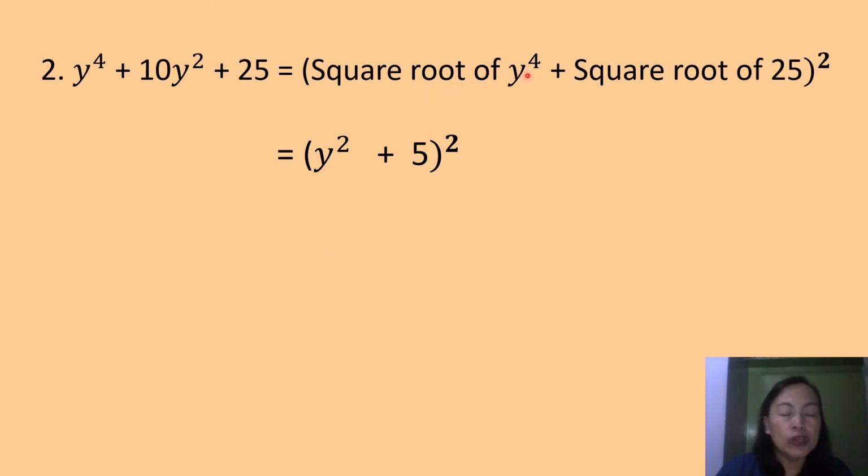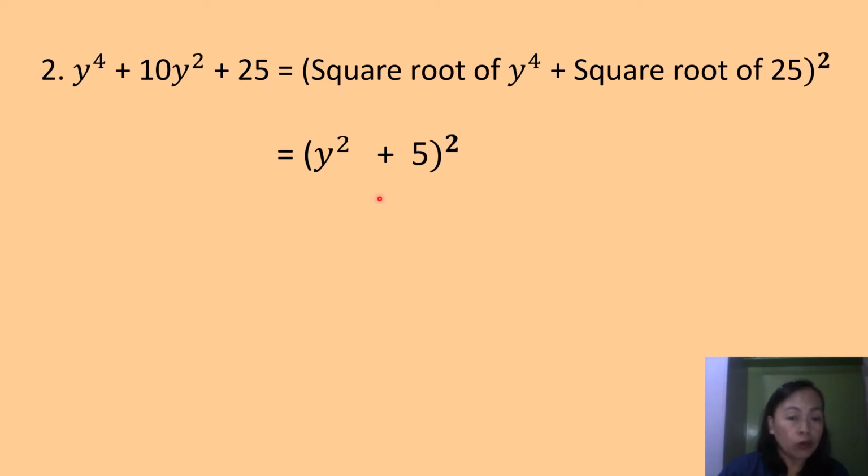Okay, the square root of y to the fourth. How do you get the square root of y to the fourth? You simply divide the exponent by 2 when you are getting the square root. So, we will have 4 divided by 2. That becomes 2. The square root now of y to the fourth is y squared. Plus, the square root of 25 is 5. Okay, then we have quantity squared. There, those are the factors.